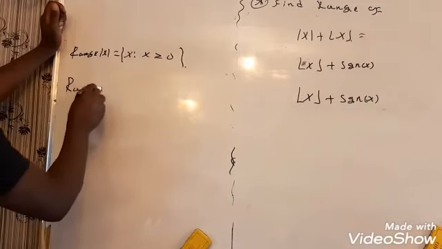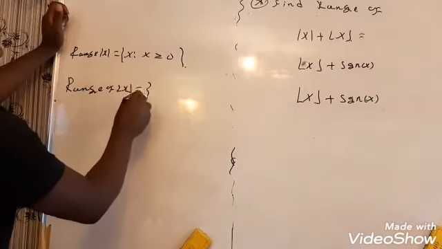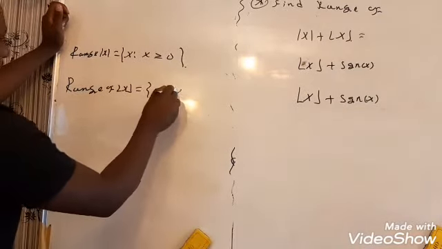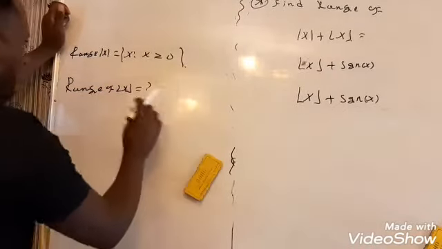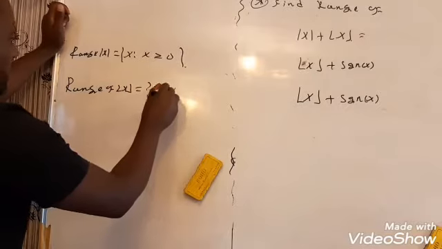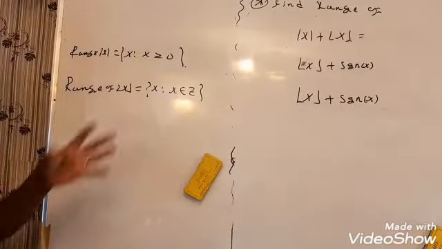Range of modulus, I mean floor, modulus x, so that x is greater or equal to 0. Similarly, range of floor x. Now we can describe this simply as x such that x is an element of the integers.